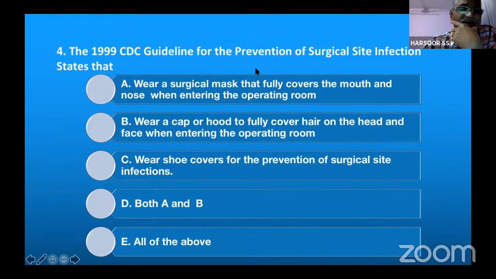The other things we are going to explain in the next lecture. Next question is: the 1999 CDC guideline for prevention of surgical site infection states, there are 5 options: A, wear a surgical mask that fully covers the mouth and the nose when entering the operating room; B, wear a cap or a hood to fully cover hair on the head and face when entering the operating room; C, wear shoe covers for the prevention of surgical site infection; D, the A and B combination; or E, all the 3 are correct. Your time starts now.